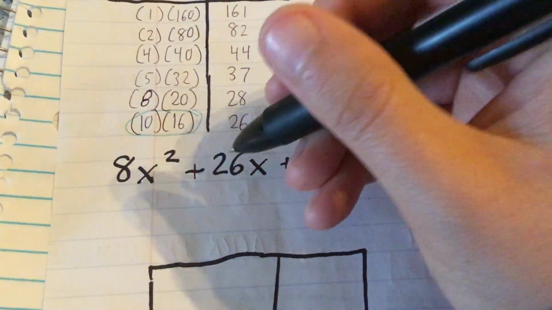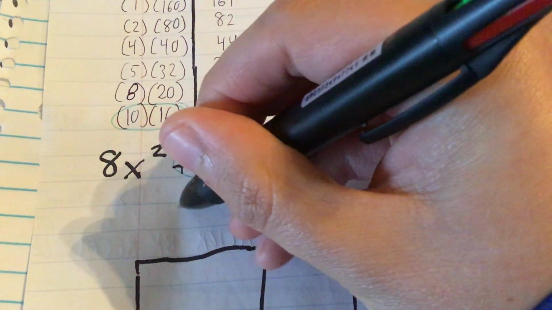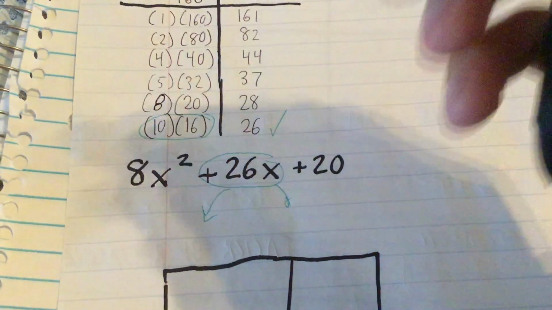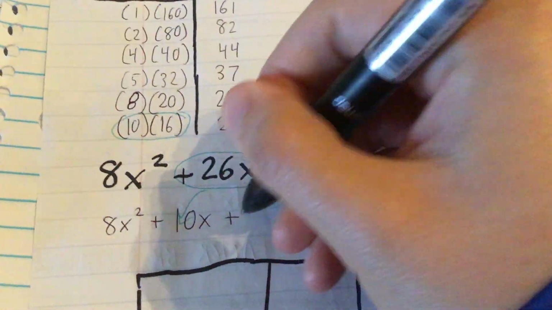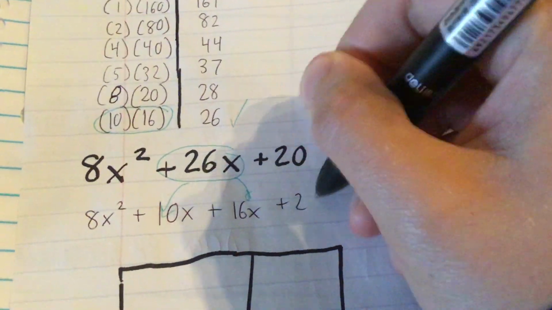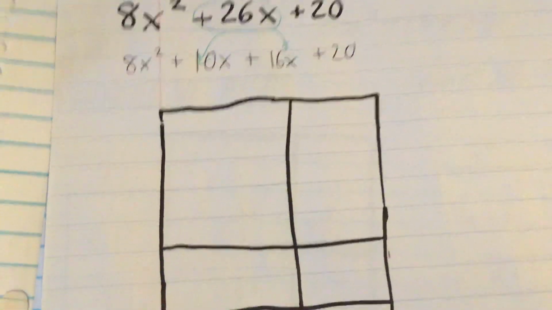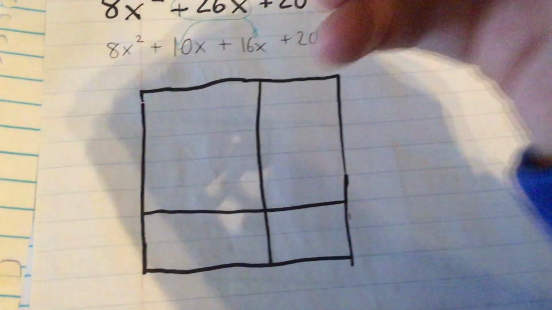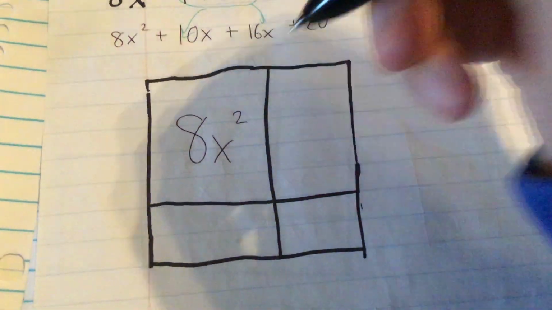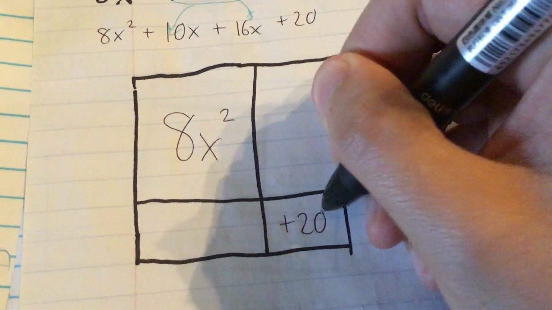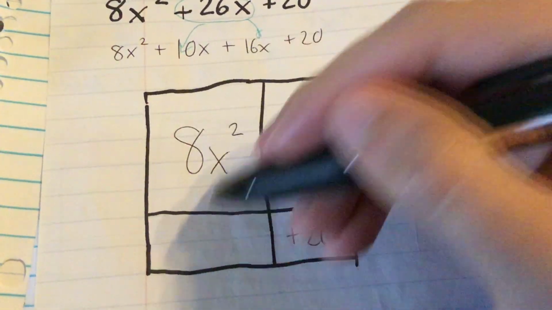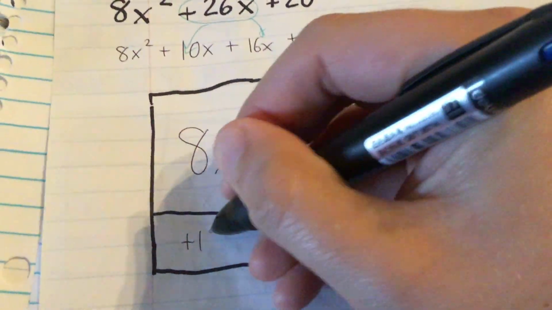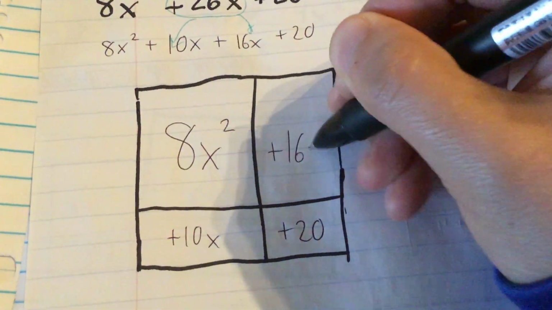And now we use this information to split the middle term, because now we've got 8x squared plus 10x plus 16x plus 20. Now I'm going to put everything in their respective spot. I've got the big fella, 8x squared, in the corner. I've got positive 20 in the other corner, so top left and bottom right. And now the split bx's can go in either spot. So I'm going to put positive 10x here and positive 16x here.